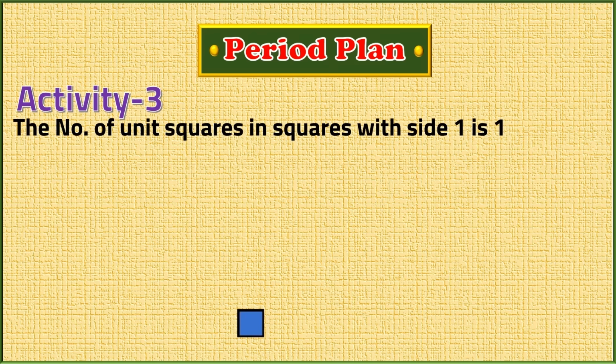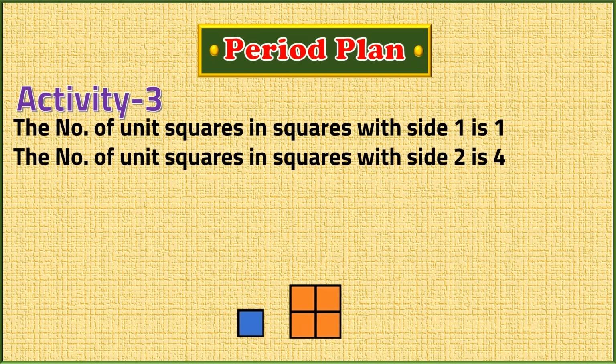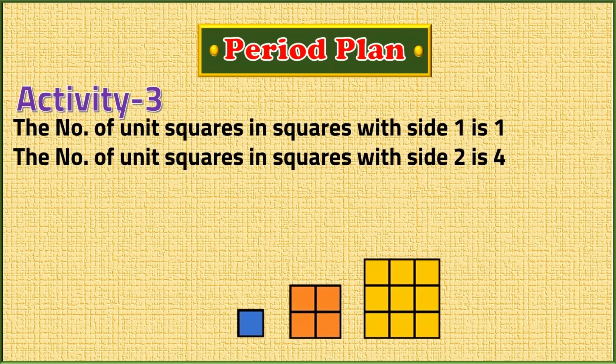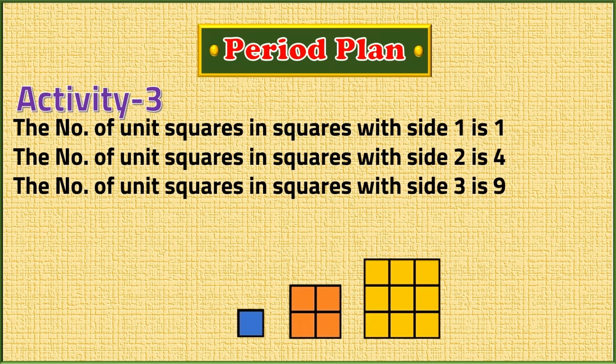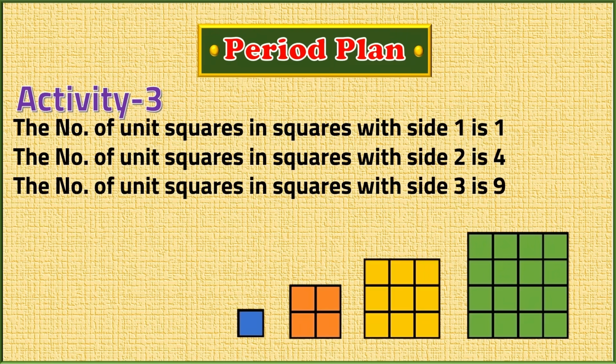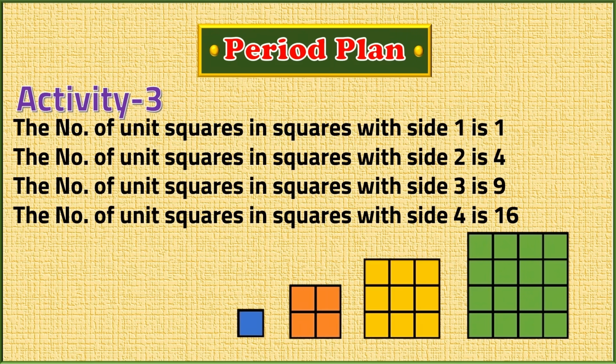1 into 1, that is equal to 1. If the side is equal to 2 units, the number of unit squares will definitely be 4. 2 into 2 is equal to 4. If the side is equal to 3 units, the number of unit squares will be 3 into 3, which is equal to 9. If the side is equal to 4 units, the number of unit squares will be 4 into 4, which is equal to 16. By asking questions like this or by giving instructions like this, we will encourage the students to do this activity.